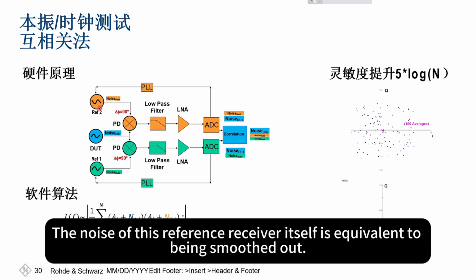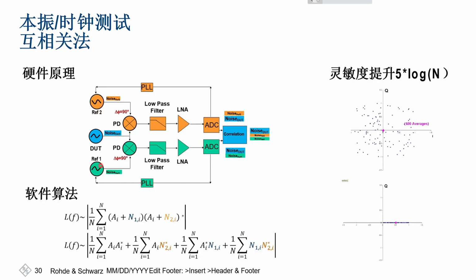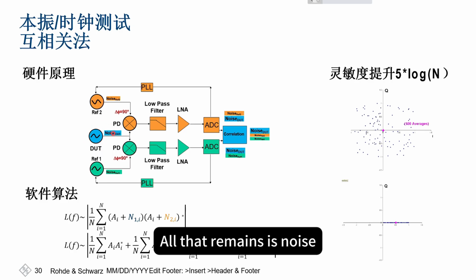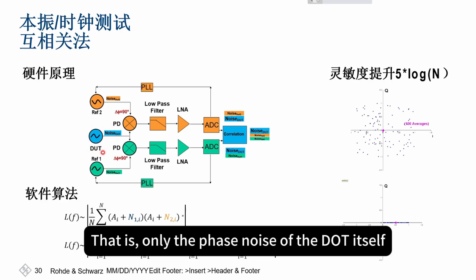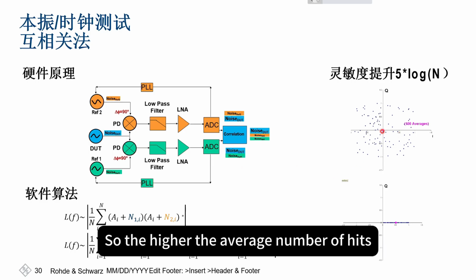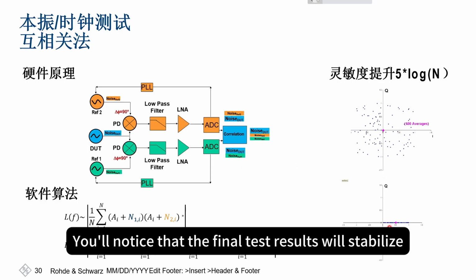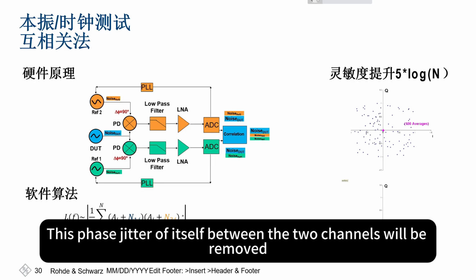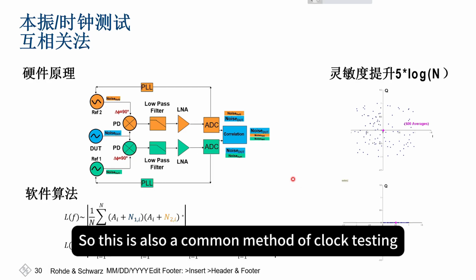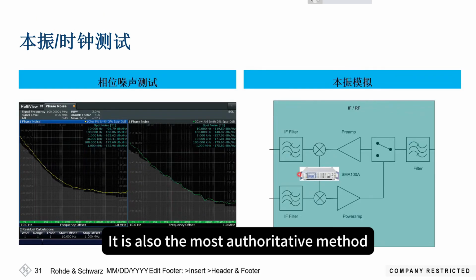The noise of this reference receiver itself is smoothed out, and all that remains is noise, that is, only the phase noise of the device itself. So the higher the average number of hits, you'll notice that the final test results will stabilize. This phase jitter of itself between the two channels will be removed. So this is also a common method of clock testing. It is also the most authoritative method.